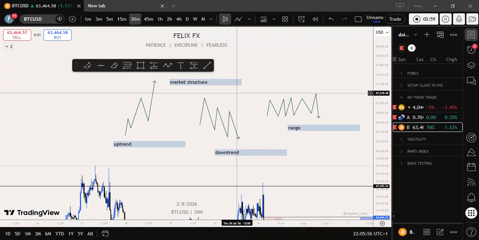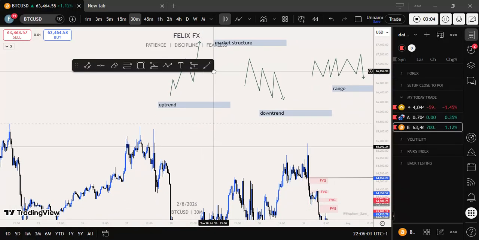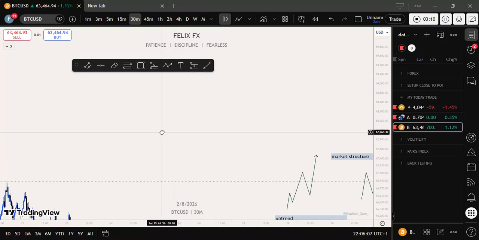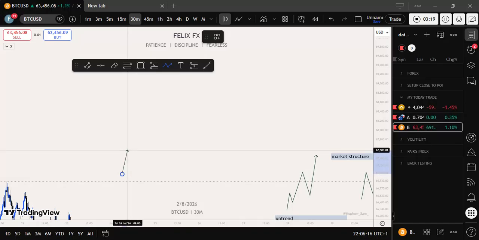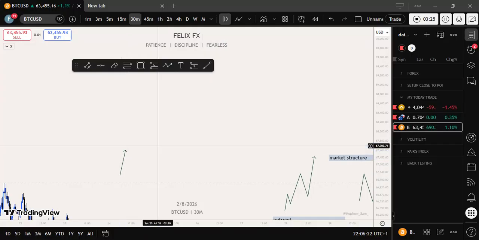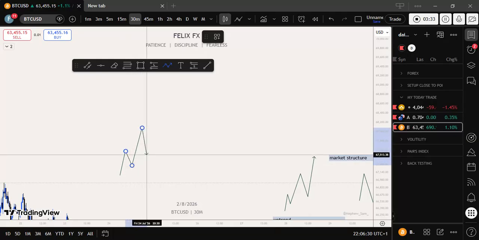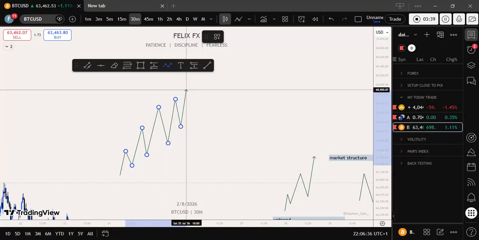So in the uptrend, we have what they call the higher highs and the higher lows. How to identify higher highs and higher lows is when the market breaks the previous high. When the market creates a high and breaks the previous high, like this is a high, this point is a high, this point is a high. So when the market breaks it, pulls back and breaks it, pulls back and breaks it, pulls back and breaks it.